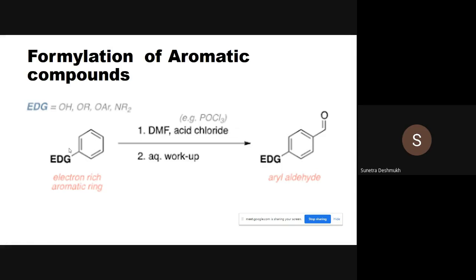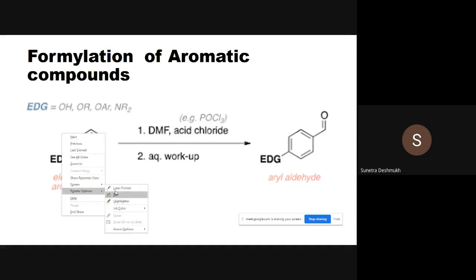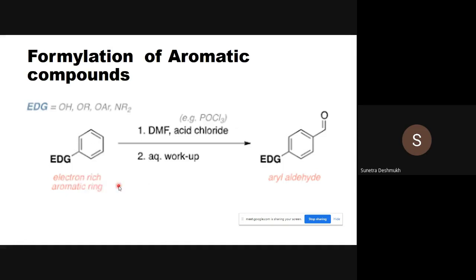So here is the aromatic compound which contains an electron donating group, an electron rich aromatic system. So pay attention. Normally, the aromatic system acts as a nucleophile in electrophilic aromatic substitution. So we have to be sure that we make the aromatic system more and more electron rich. So here we add electron donating groups like hydroxyl, OR, NR2. If an electron donating group is present on the aromatic system, it becomes more susceptible to electrophilic attack.